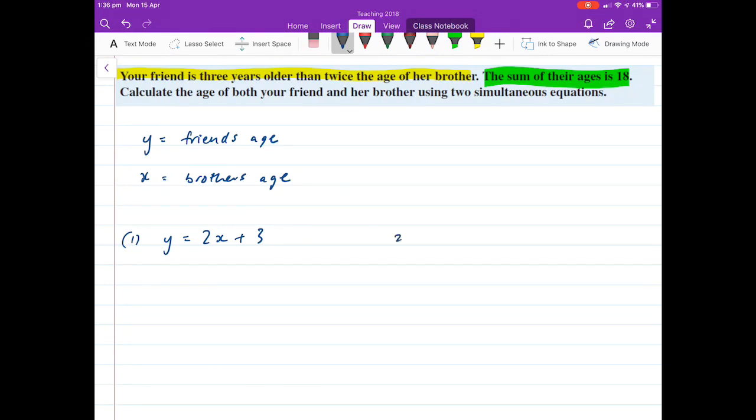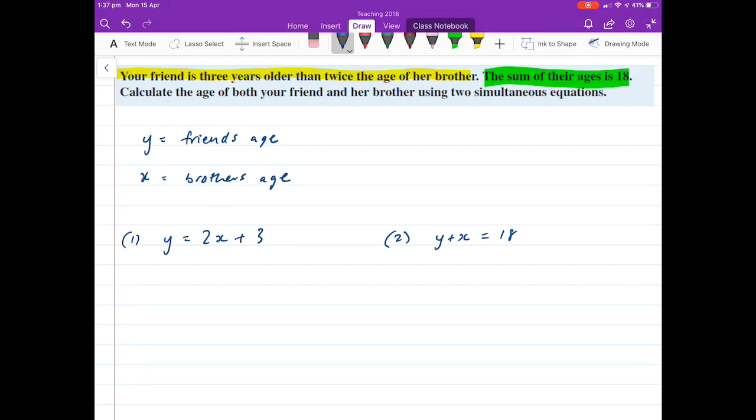Our second equation over here says the sum of their ages is 18. So that means the friend's age plus the brother's age equals 18. And there are our two equations that we're going to go with.